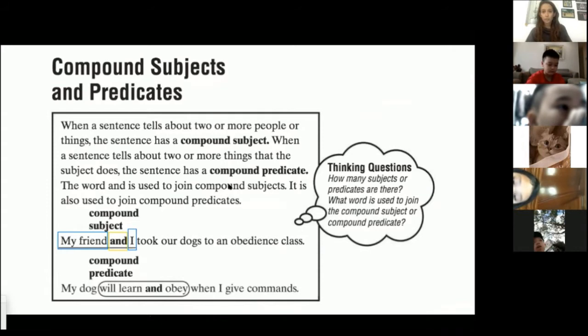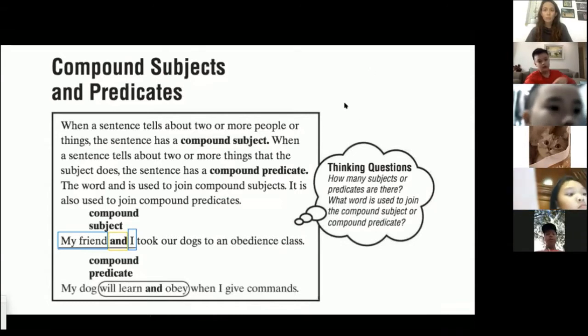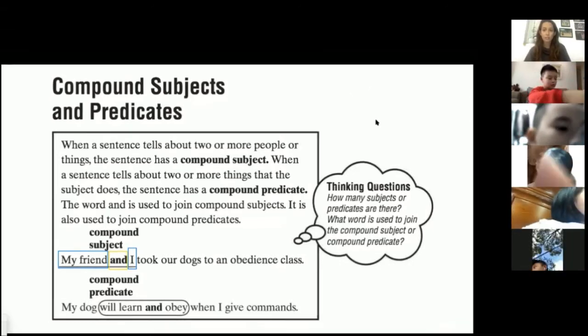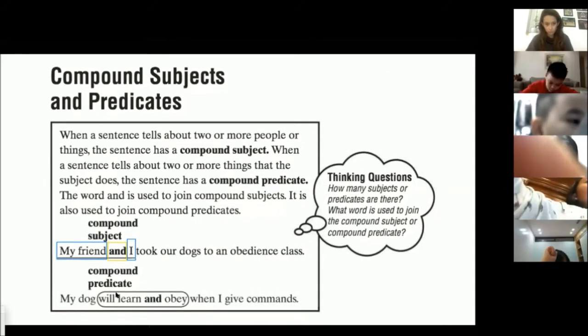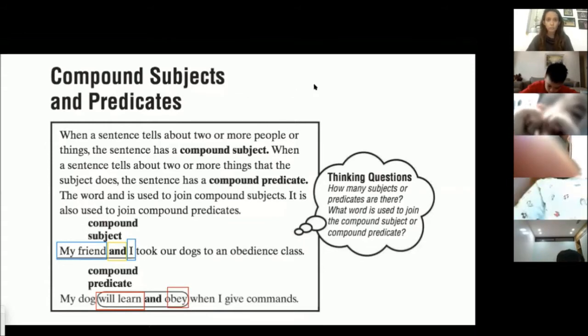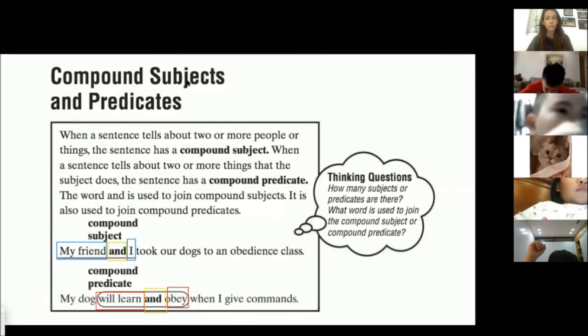Okay. My dog will learn and obey when I give commands. How many predicates do we have, or actions do we have in this sentence? What are the two actions that you see here? Learn and obey. Will learn, obey. Do we have a joining word here? And. So this tells us that we have a compound predicate.